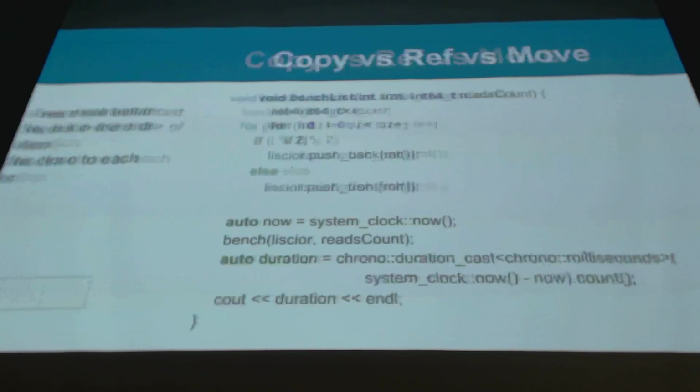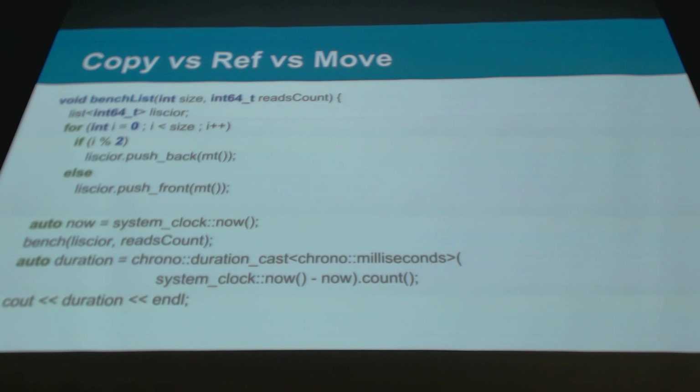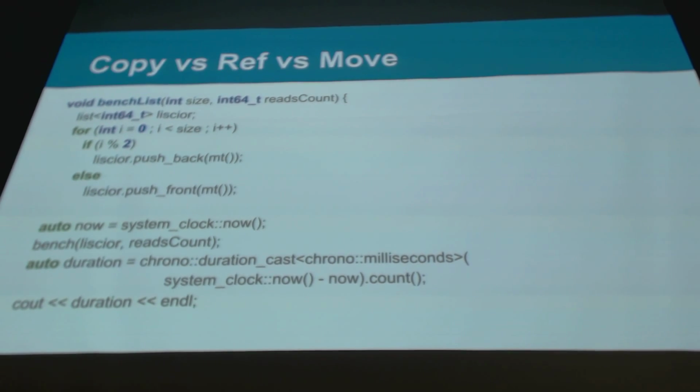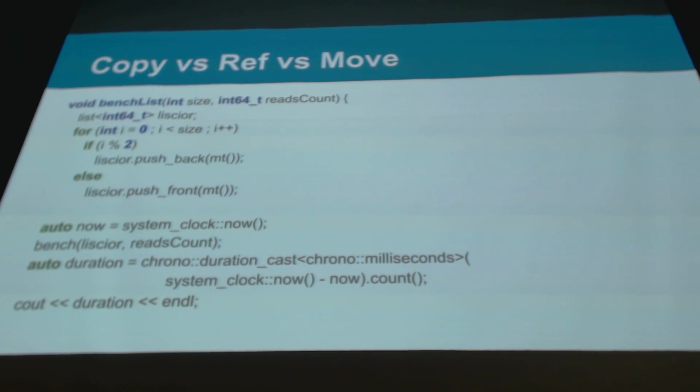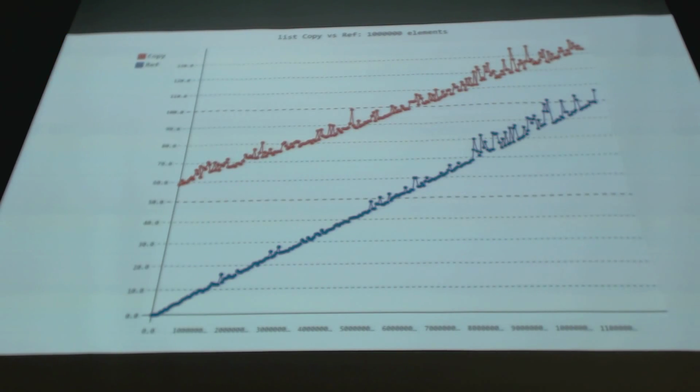So let's check if we understand the problem. Let's try what will happen with list. Here we are inserting elements on the front or on the back, and again we are measuring the same thing. So what we will get is something like this. It's very similar to vector, right? But the cost of copying is so huge.